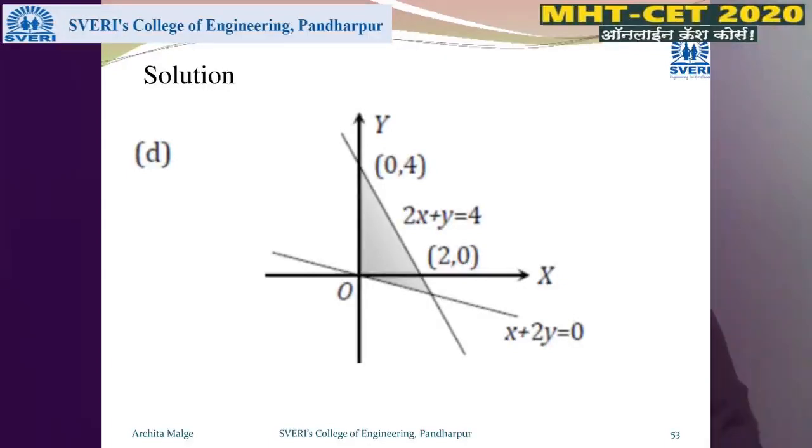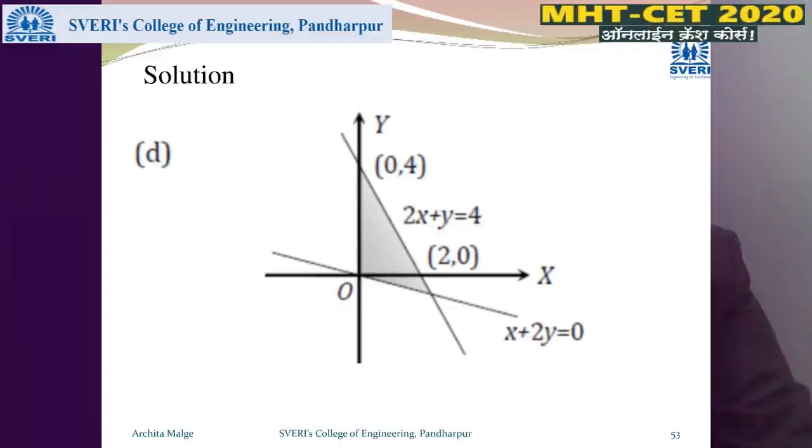Then x plus 2y is equal to 0. Put x is 0, we get y will be 0, and if y is 0, x is also 0. So here we are getting the origin.